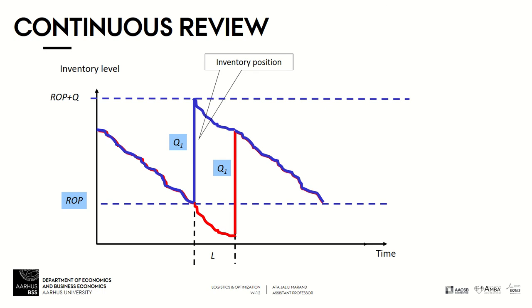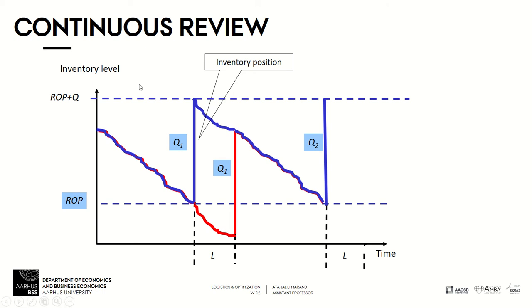At this level we need to make another order to replenish the inventory. Again we will replenish the inventory by Q units, here let's say Q2 units. So inventory position will increase to the point ROP plus Q, and then we'll receive that inventory after L units of time. Note that this L units of time can be uncertain. It doesn't need to be deterministic, so the lead time can also be uncertain.